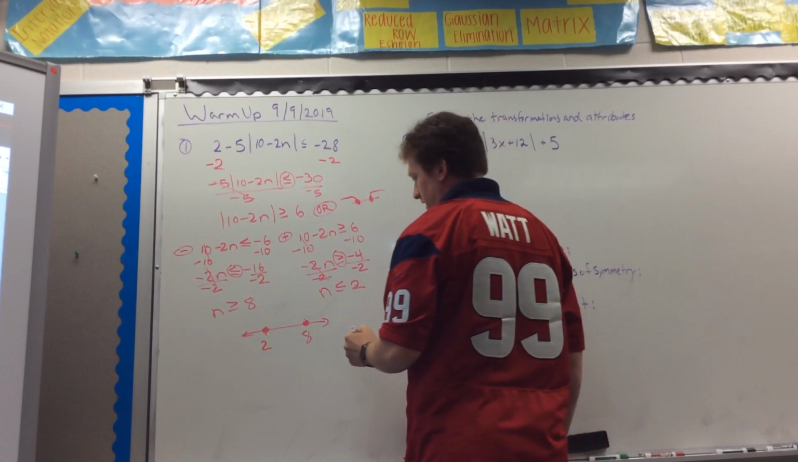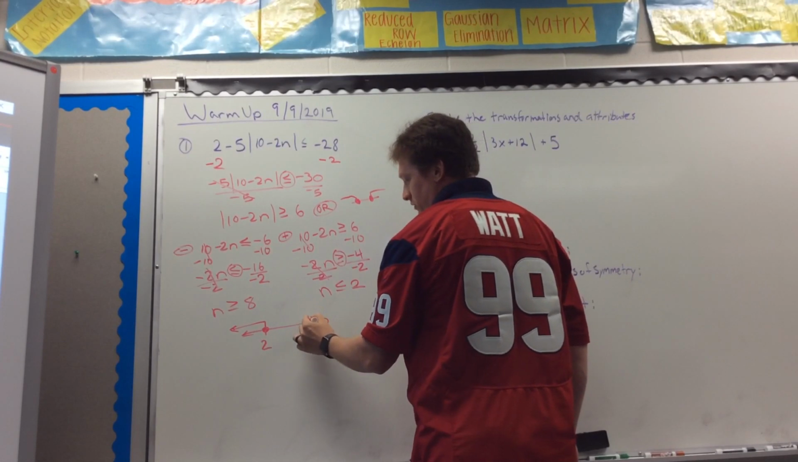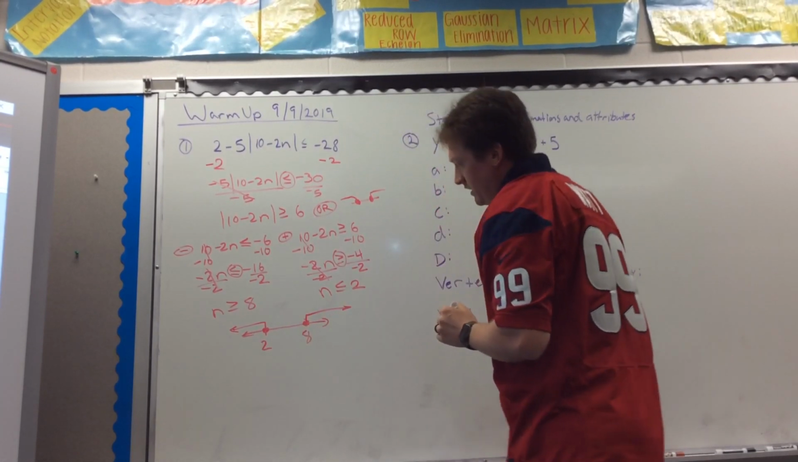So we're going to look at 2, we're less than, so less than goes to the left. At 8, we're greater than, we go to the right. Okay, so that's the graph.